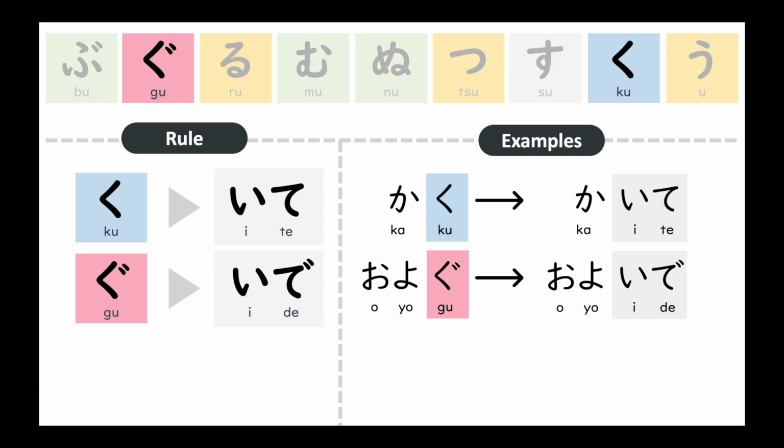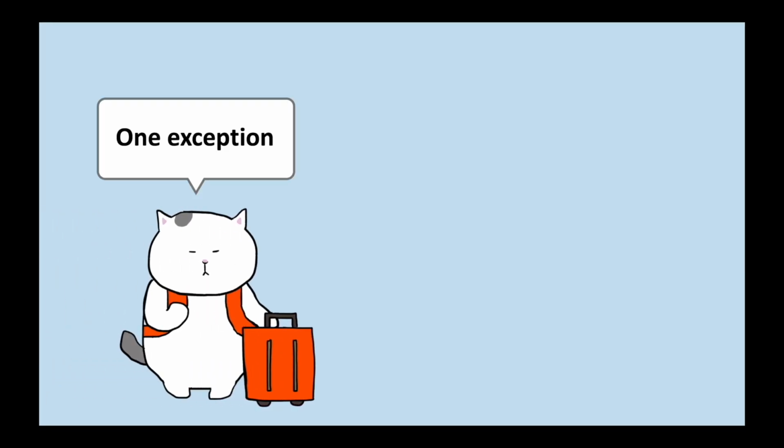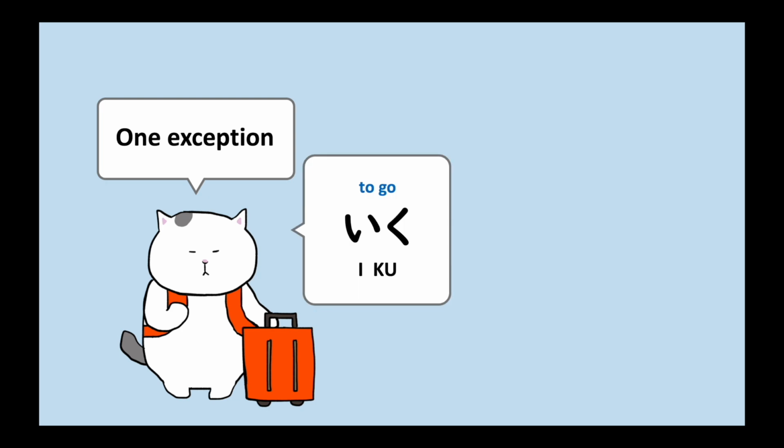So oyogu becomes oyoide. The next rule is for verbs ending with su. We change the su ending to shite. For example, hanasu, change su to shite. So hanasu becomes hanashite. And there is one exception for the verb iku, to go.